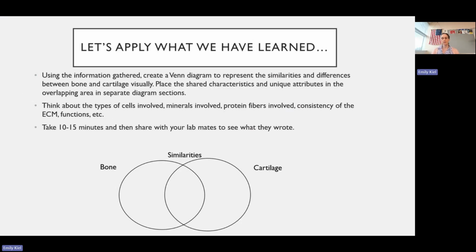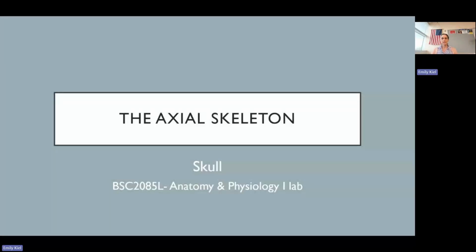So I recommend spending some time making a little chart that's showing the similarities and differences between bone and cartilage. Think about the cell types, the fiber types, what's the matrix, what does it do? These are great ways to keep them straight, and also questions that could show up on the exam. We're going to look at the axial skeleton as well. We're going to start with the skull.